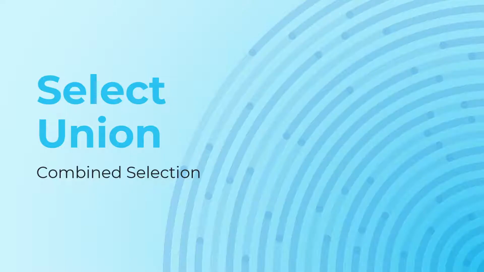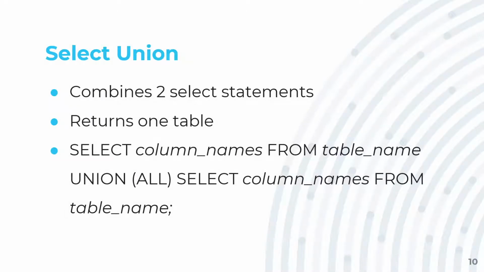Now let's look at select union. Select union is to combine 2 select statements, and it only returns 1 table. Here you can see the syntax. Select column names from table name, union, all, or just union, select column names from table name. As you can see, it is just 2 select statements with a union in the middle. As default, the union statement is like distinct and will omit any duplicate values. However, if you want to keep the duplicate values, then all you have to do is add the keyword all after union. Let's look at some examples.